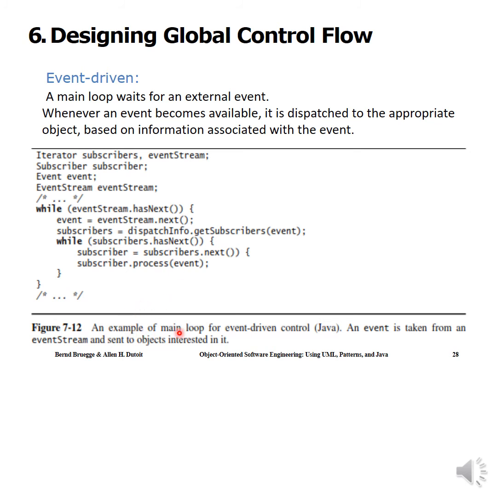Like an example of a main loop for event driven control: an event is taken from an event stream, using event stream dot has next, and sent to objects interested in it, which perform further processing on the event. So in this case, control flow is driven as a result of the event.